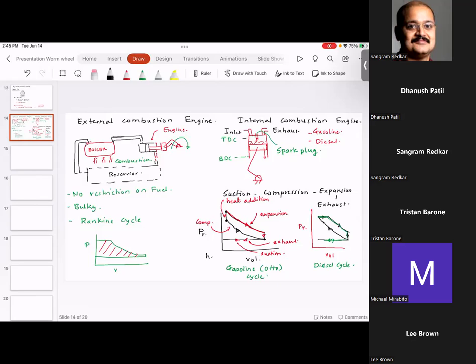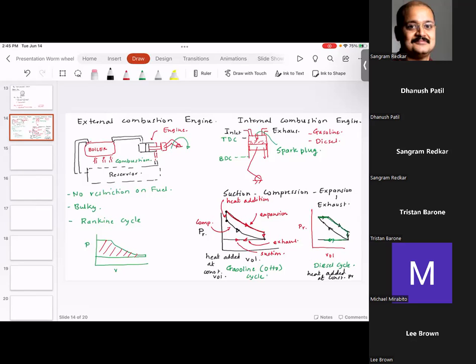So heat added at constant volume. And here, heat added at constant pressure. There is something called the dual cycle, wherein you have some heat that is added during the constant volume, and then some heat that is added during the constant pressure.